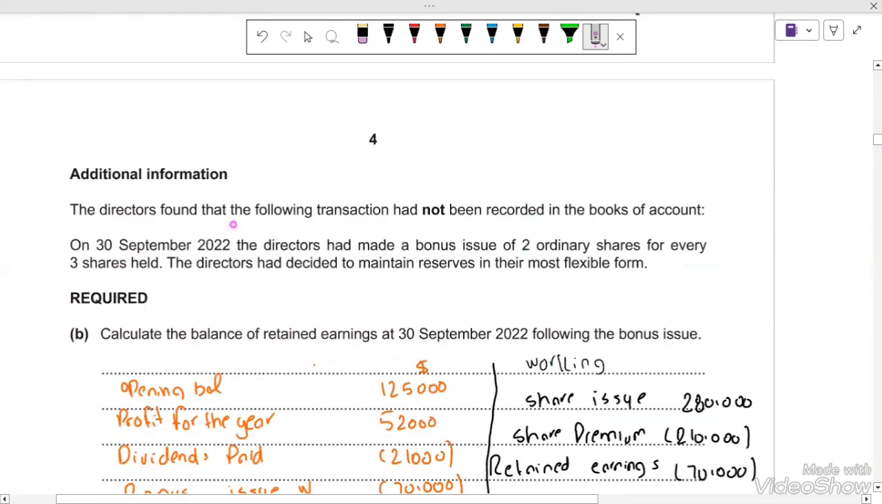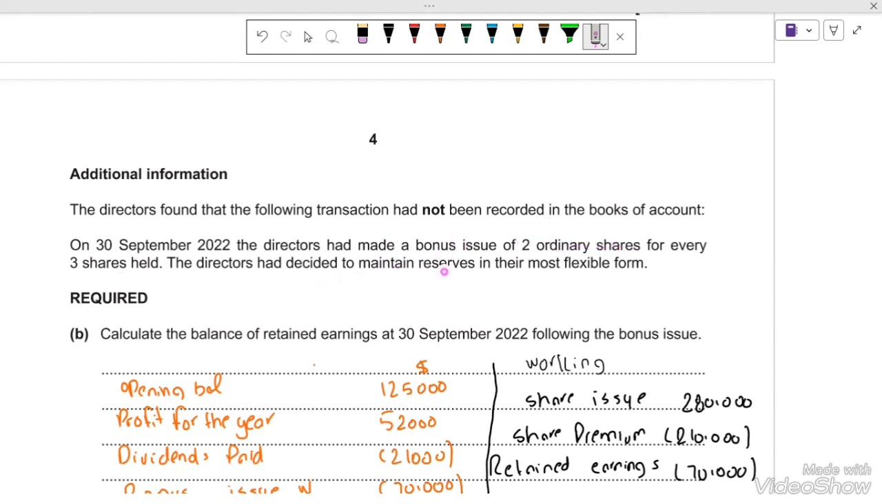After that, this is the additional information and the B part of this question. The directors found that the following transactions had not been recorded in the books of accounts. On 30 September 2022, the directors had made a bonus issue of 2 ordinary shares for each 3 shares held. It means that for each 3 shares held, you will get 2 ordinary shares as bonus shares.